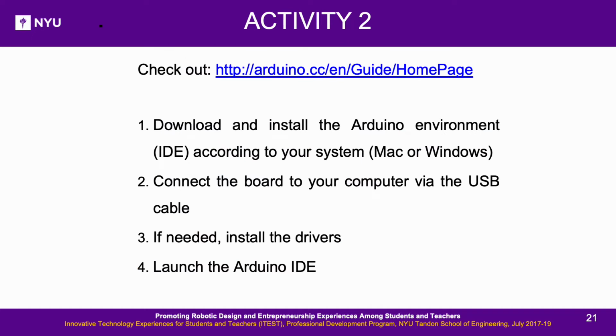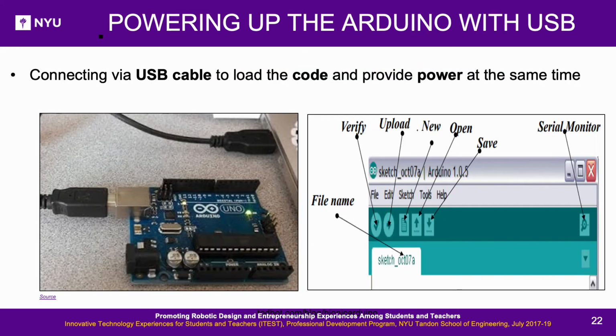Activity 2. Download and install the Arduino environment according to your Mac or Windows system. Connect the board to your computer via the USB cable. If needed, install the drivers. Launch the Arduino IDE. Powering up the Arduino with USB. Connect the Arduino via USB cable to load the code and provide power at the same time.